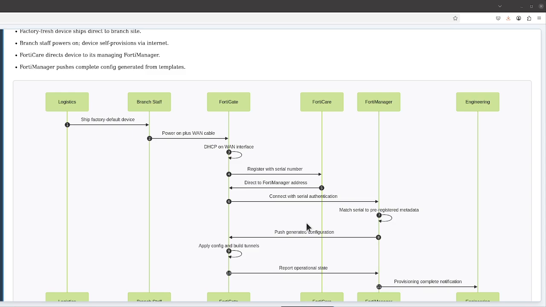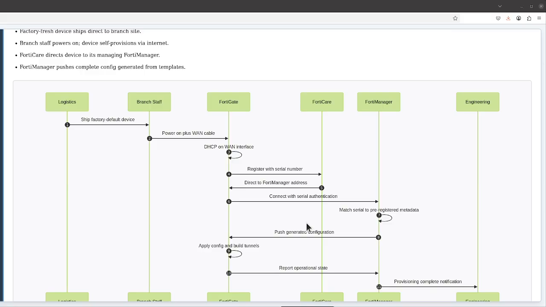The sequence begins with the logistics team shipping a new FortiGate to the branch office. The FortiGate arrives in factory default state with no configuration beyond the ZTP bootstrap code baked in by Fortinet Manufacturing. A branch staff member at the site unboxes the FortiGate, plugs the WAN port into the internet circuit, and turns on power.